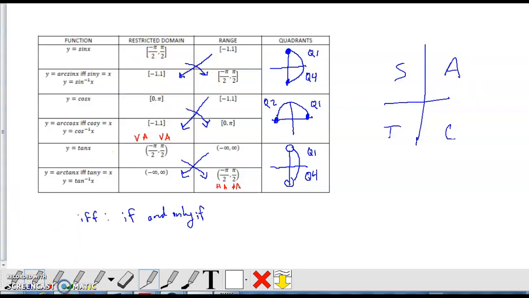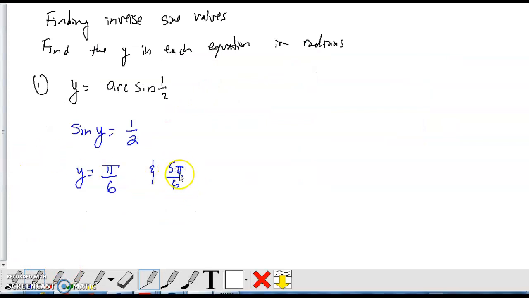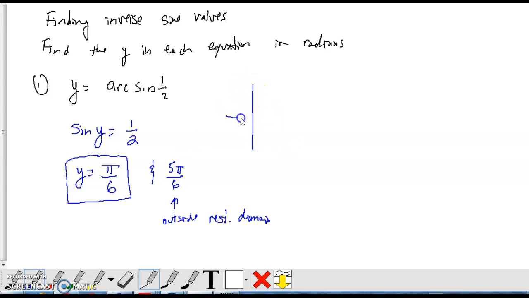So when I look at this problem, 5 pi over 6, that's outside my restricted domain. So that means that this is our only answer. And again, sine, we're only dealing with our first quadrant and our fourth quadrant. So that means where is it going to be positive? It's only going to be positive in that first quadrant.